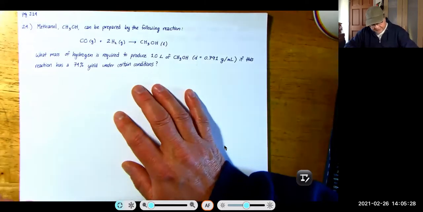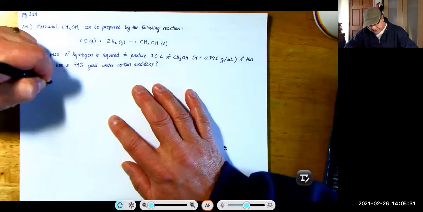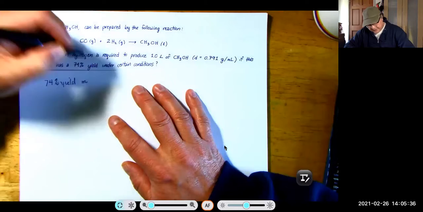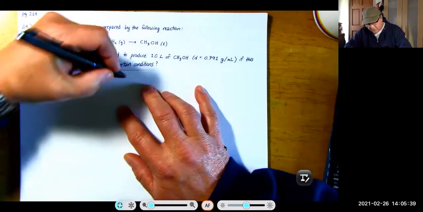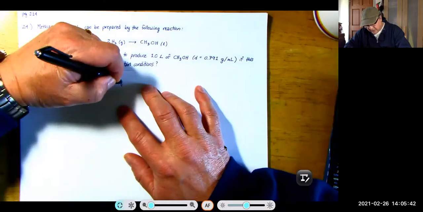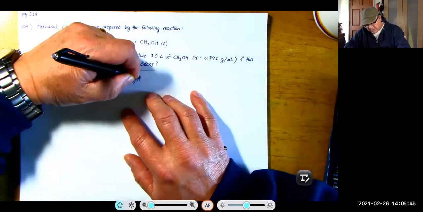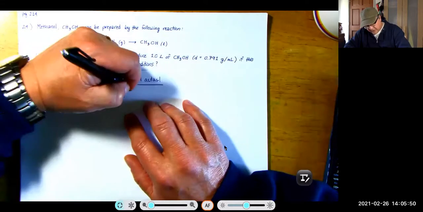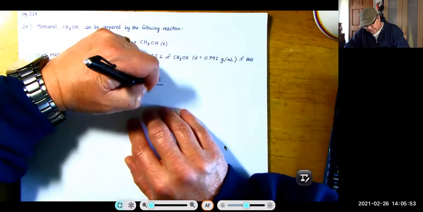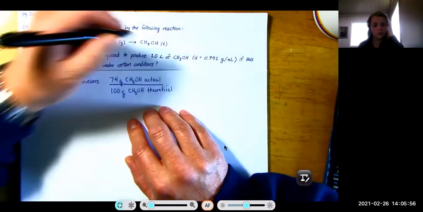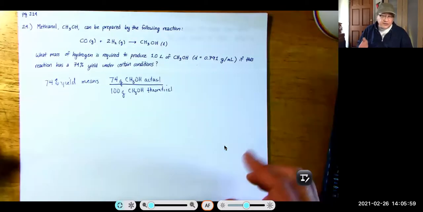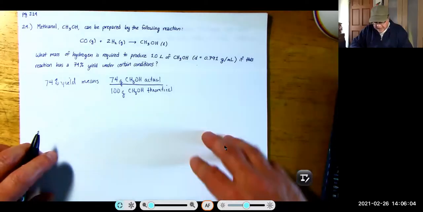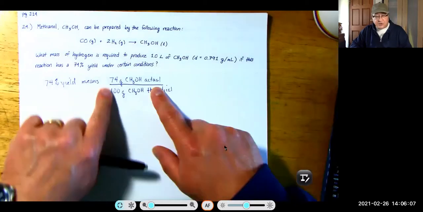Okay, so what does 74% yield mean? The 74% yield means that we will get 74 grams of methanol actual for every 100 grams of methanol theoretical. How do I know it's 74 over 100? Because the definition of percentage means out of 100. So you can see that this allows me to convert between the theoretical and the actual, right?